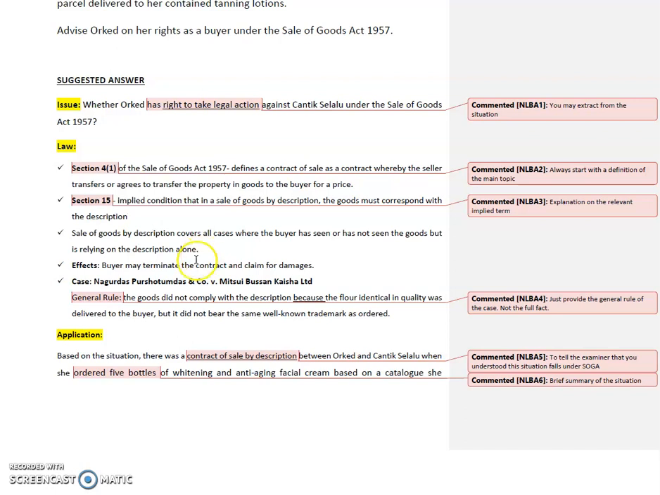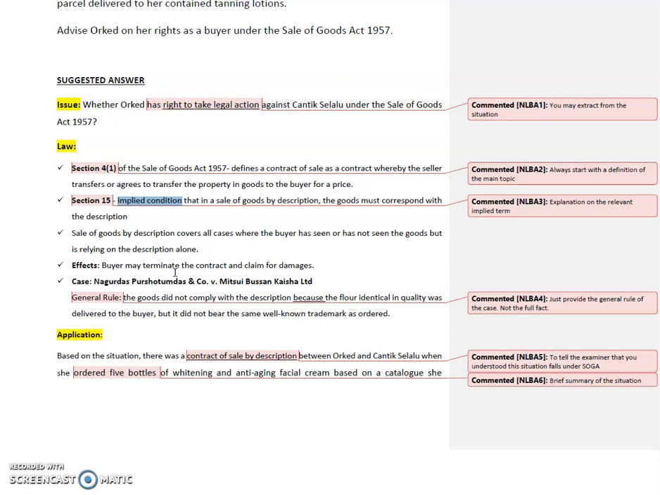Okay, so what are the effects if the seller breaches section 15? Buyer may terminate the contract and claim for damages. Remember, as I already explained in the recording lectures, this is the effect of breach of implied conditions. Okay, implied conditions have a major impact. So buyer may choose to terminate the contract and then can claim for damages.